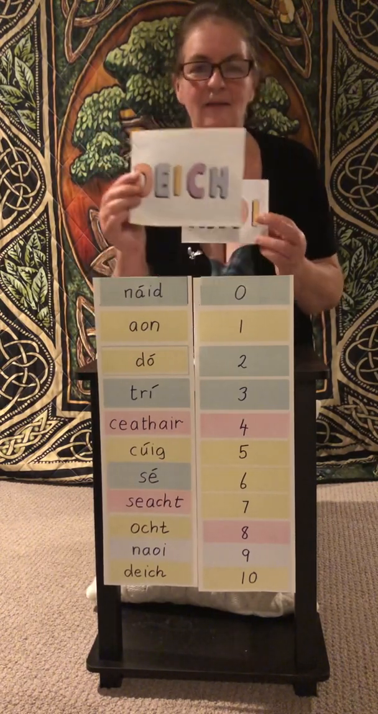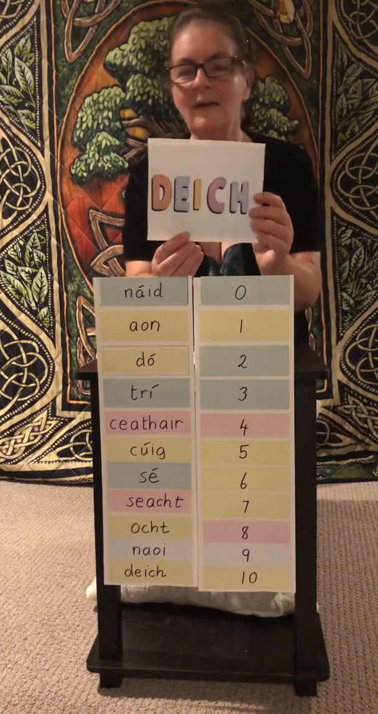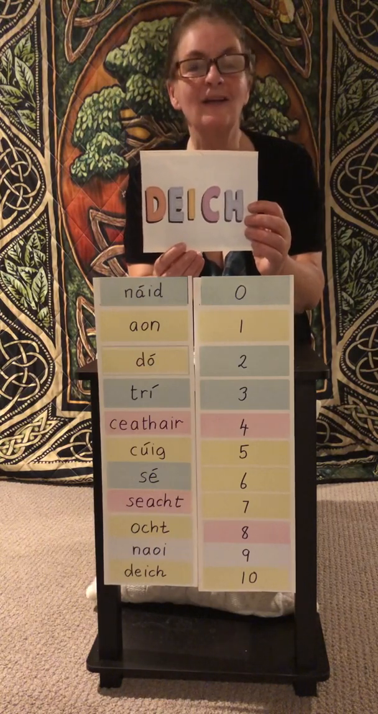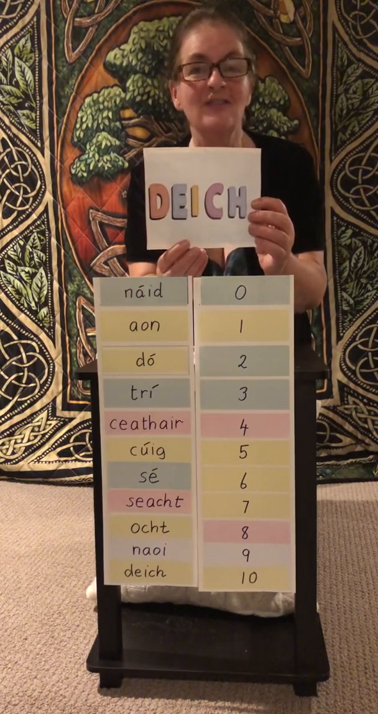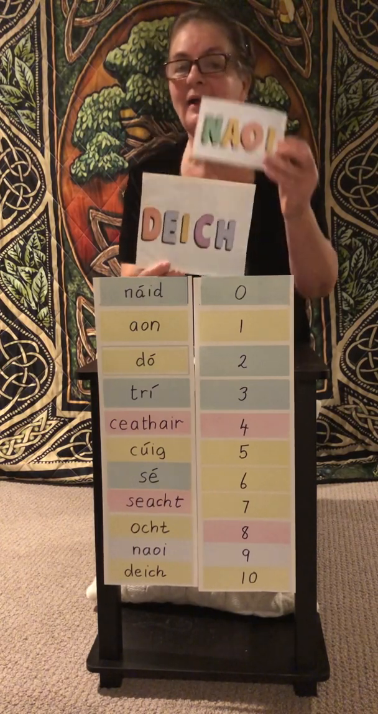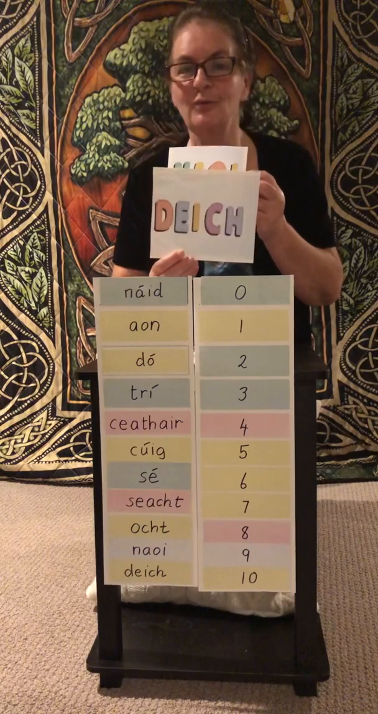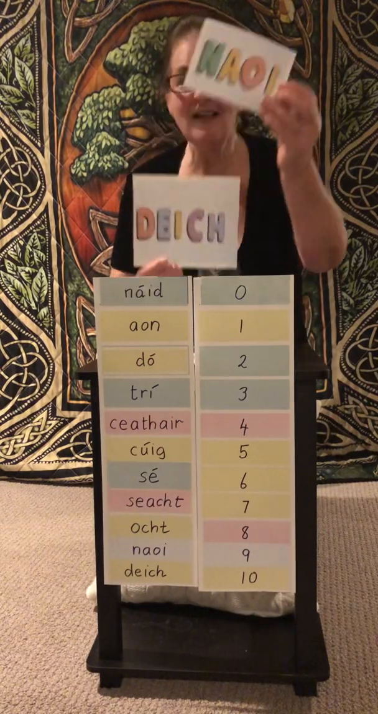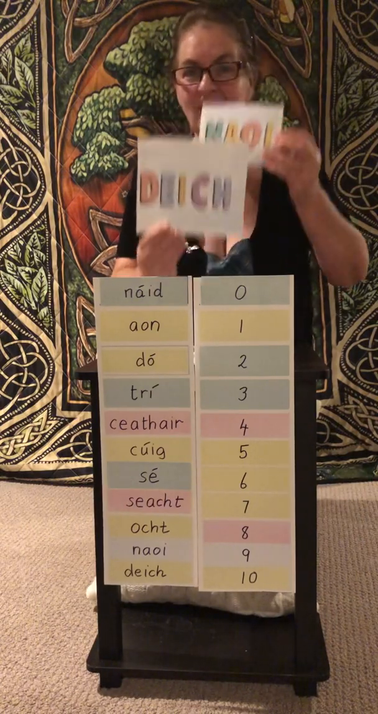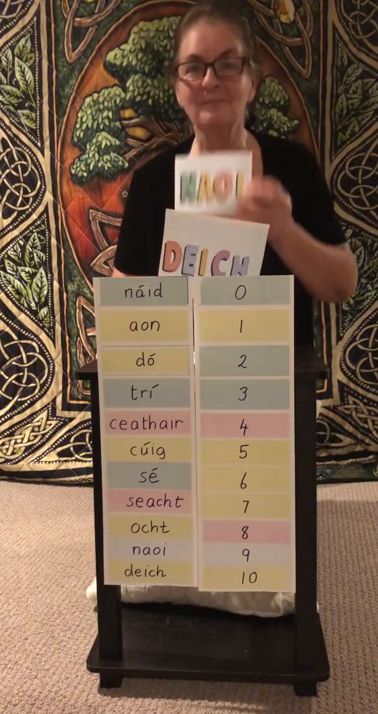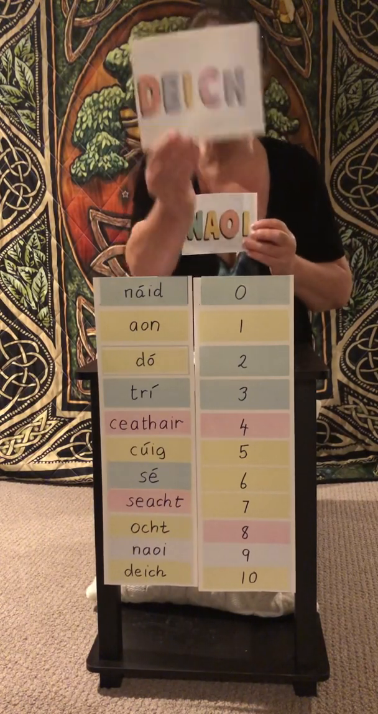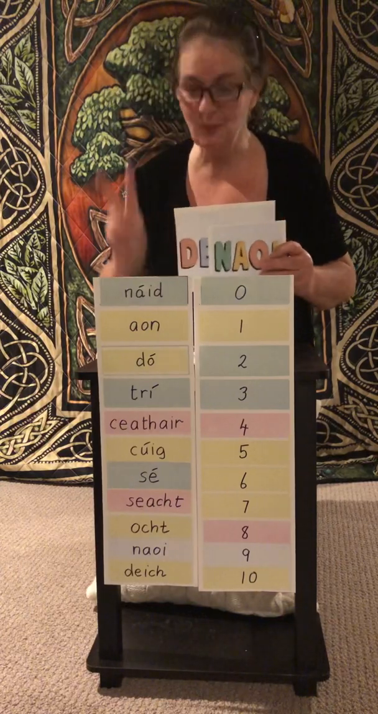10 is J. That D at the beginning sounds like a DJ. It's like, would you like a cup of tea? J, would you? So I need to remember knee, J. What's 9? Knee. What's 10? J. Good, we have 2 numbers.